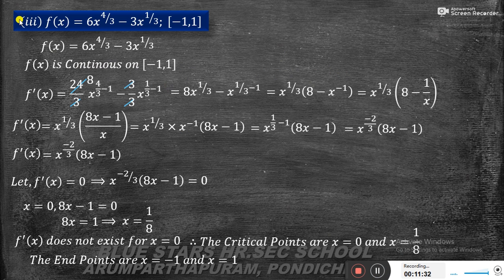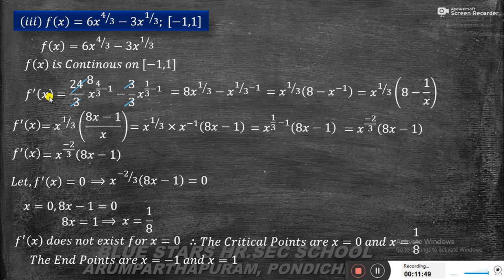Third subdivision, f of x equal to 6x power 4 by 3 minus 3x power 1 by 3, interval minus 1 to plus 1. So f of x equal to 6x power 4 by 3 minus 3x power 1 by 3. F of x is continuous on minus 1 to plus 1.